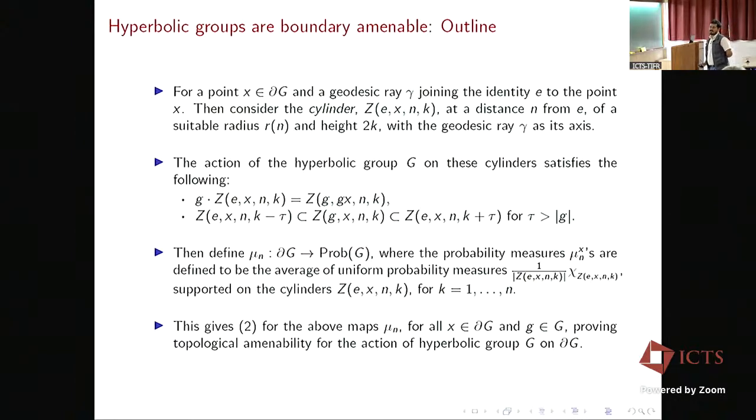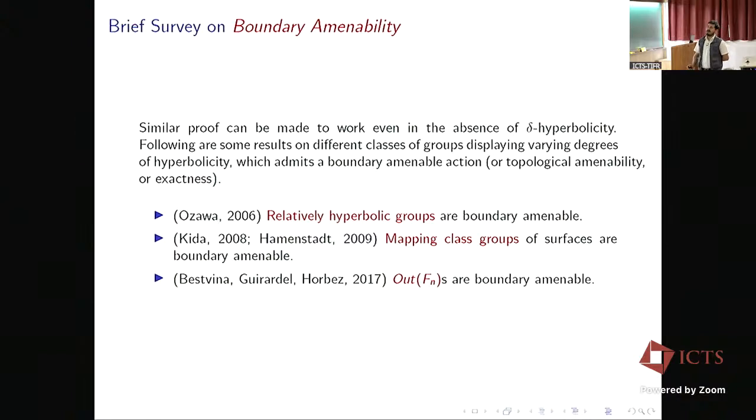So we can show that with this assignment, this map will satisfy condition 2 that we had mentioned earlier in the definition of topological amenability. And it will give hyperbolic groups to be topologically amenable. Okay, so now a little survey on boundary amenability.